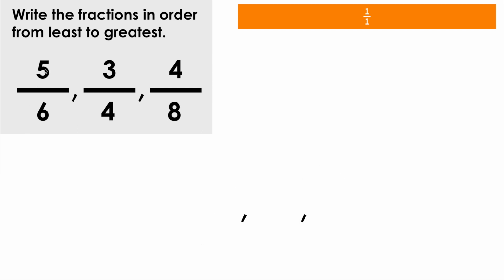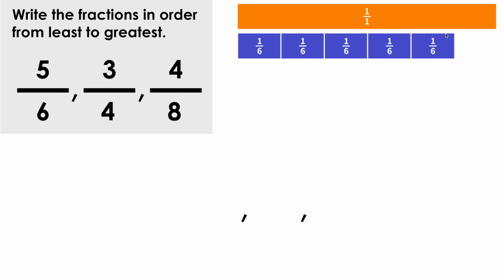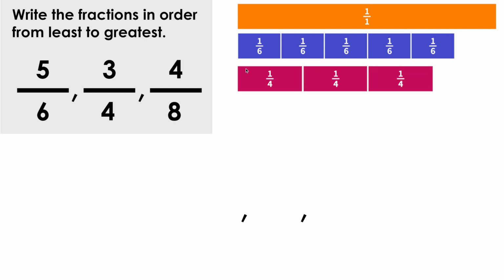Let's start by representing 5 sixths. We notice that we need one more sixth to make one whole. Next, we have 3 fourths. We also notice we need just 1 fourth to make a whole, and we have 4 eighths. The first thing we need to talk about is 4 eighths. We know 4 eighths is equivalent to half, and we notice these fractions are greater than half.